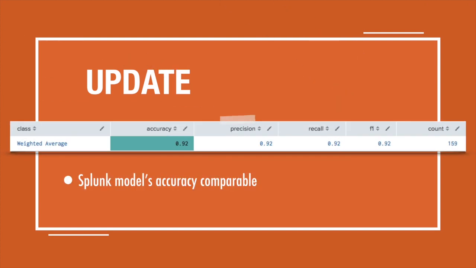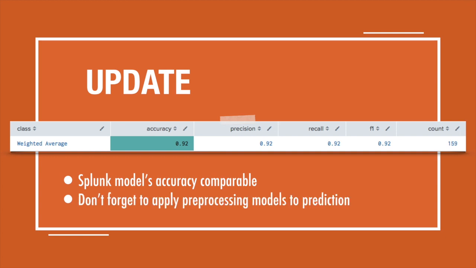I wanted to append an update as I finally figured out what went wrong with my Splunk model. I was able to prove that it performed comparably. The problem was that I forgot to apply the pre-processing model's TF binary and min-max scaler to the prediction data.